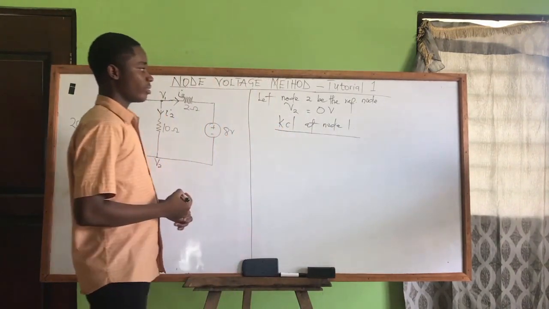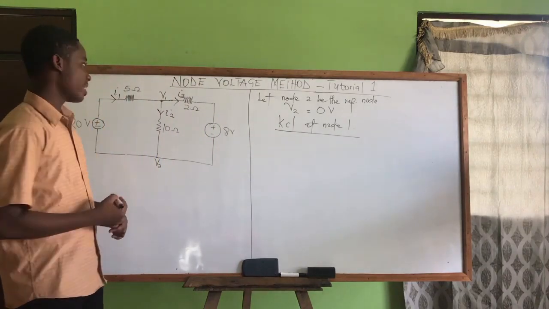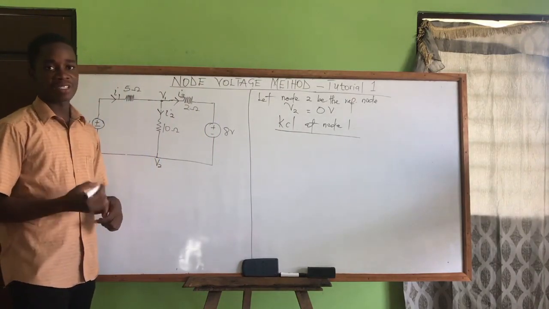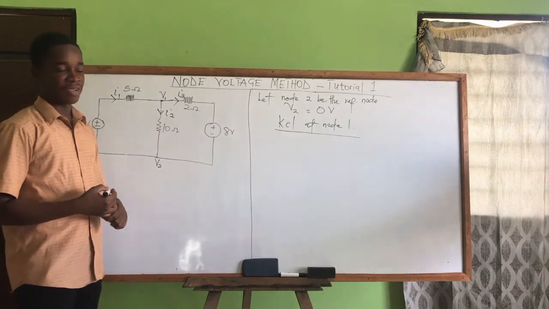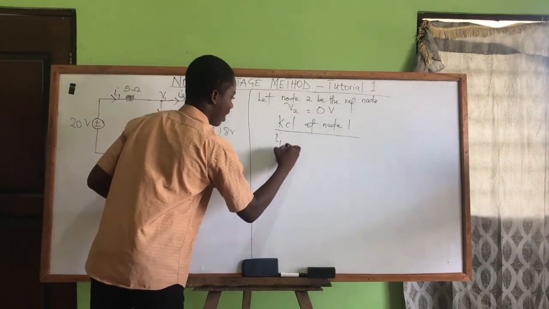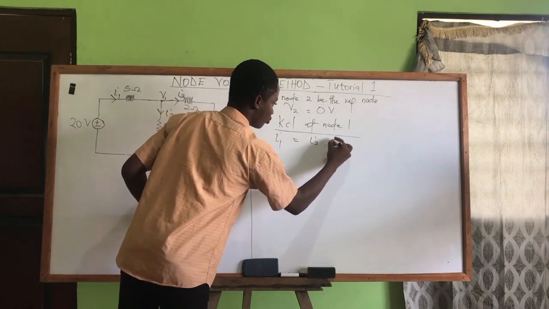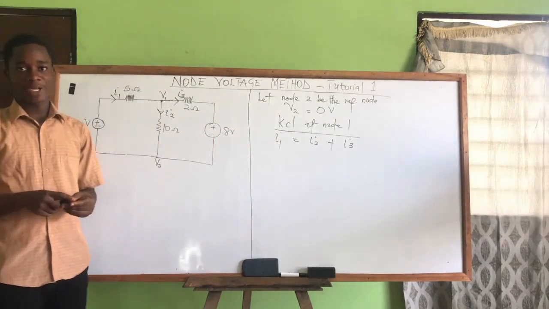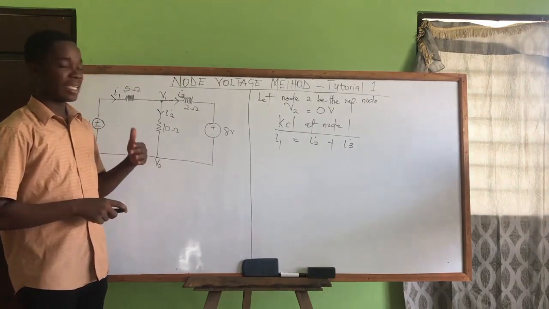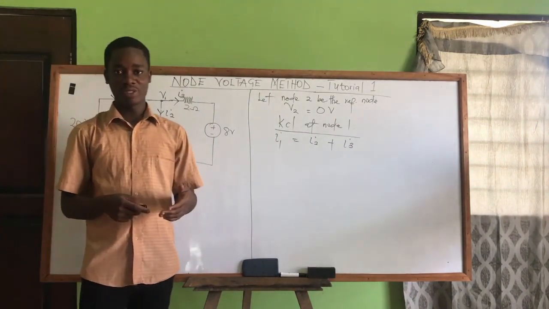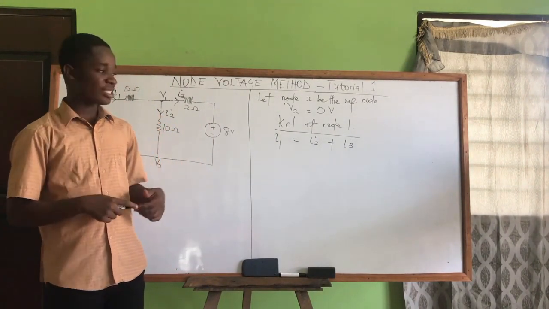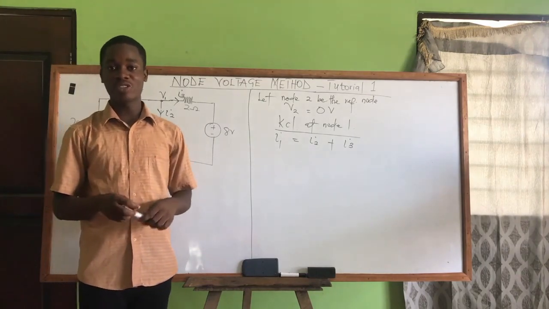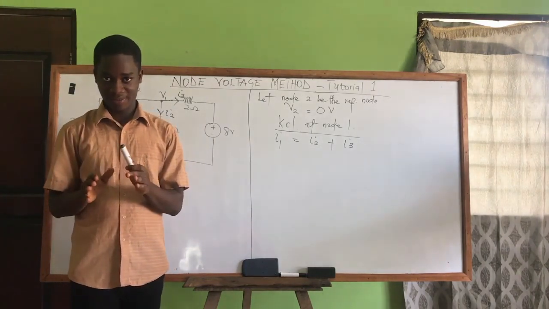Back to our KCL video, we know that KCL states that the sum of current entering is equal to the sum of current leaving. So we have I1 is equal to I2 plus I3. That's the KCL at node 1. After writing the KCL at the non-reference node, the next thing is to express each of the currents in terms of its node voltages.